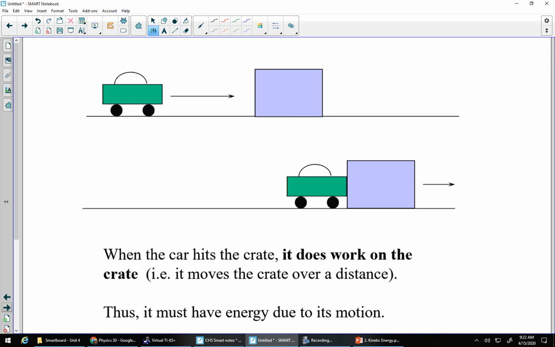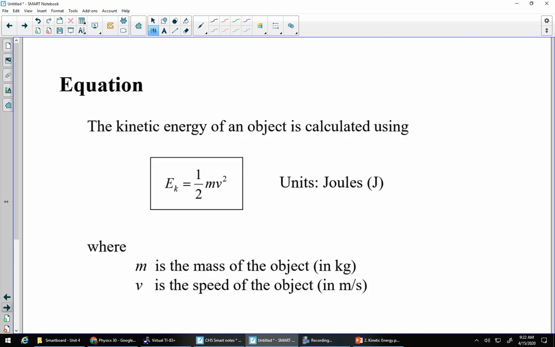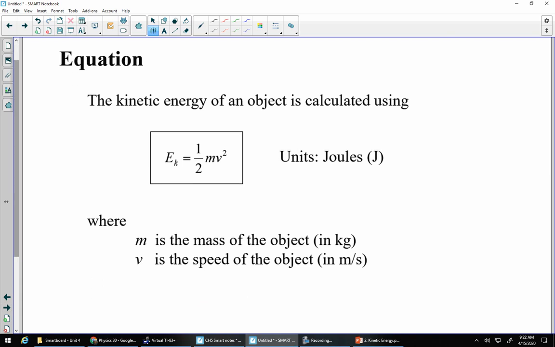Perfect. So again, if it can do work on something else, so if the car can change its energy and do work, or change the energy of something else, perfect. We have got energy. Now, our formula or our equation for kinetic energy, you've seen this one before. Kinetic energy is equal to 1/2 times the mass times the speed squared. And we're being very specific to say it is the speed in this case, not the velocity.